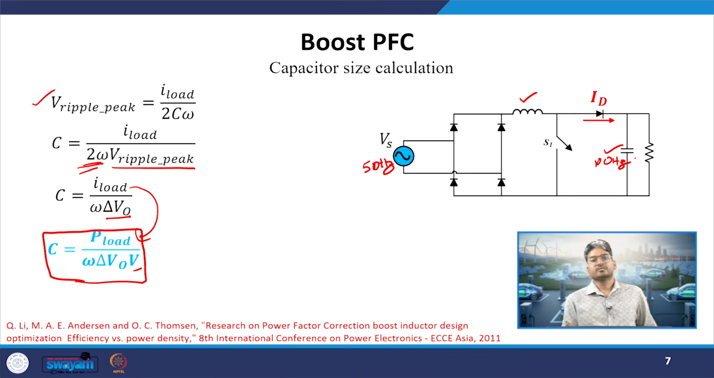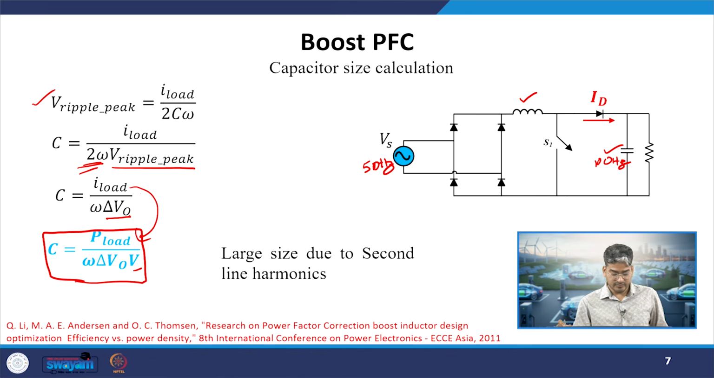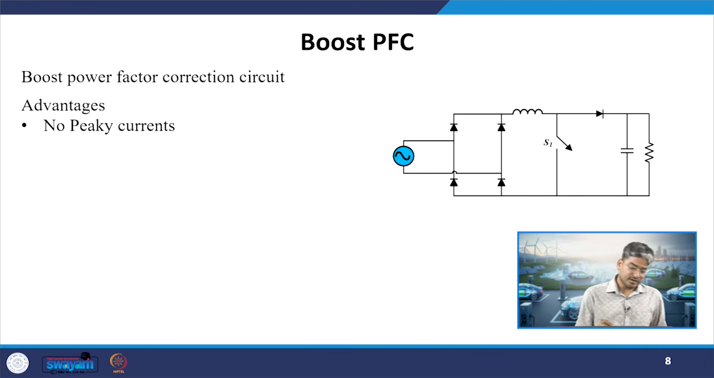Because of that your capacitor size will be very high compared to a DC to DC converter which was designed for handling switching frequencies. So, this brings one of the major limitations of your boost PFC operation, that a large capacitor will be required because it has to handle 2 times the line frequency. Advantages of this circuit.